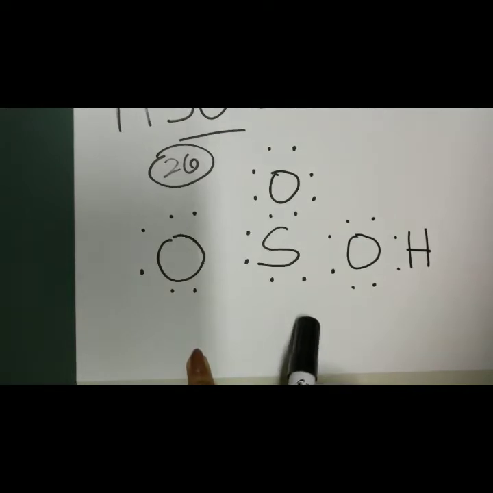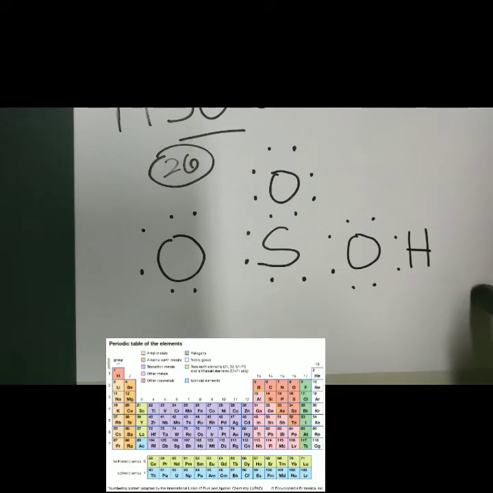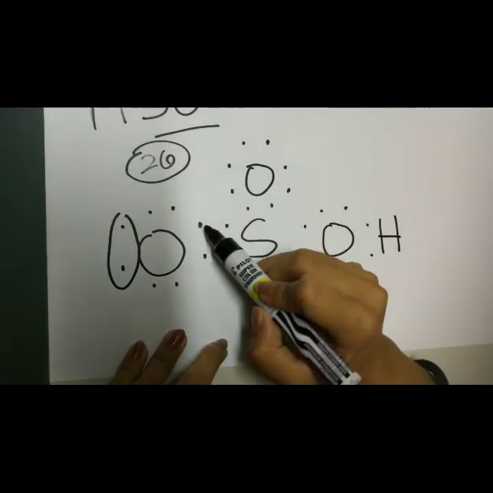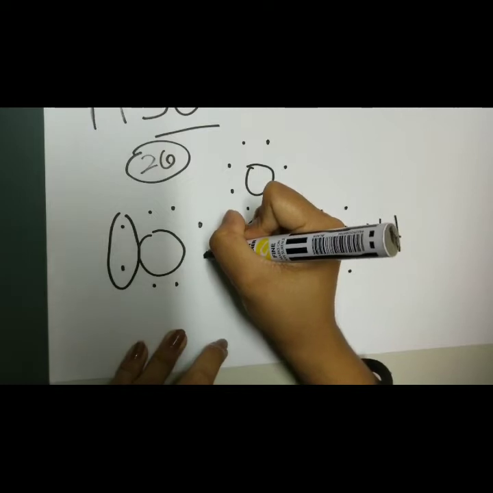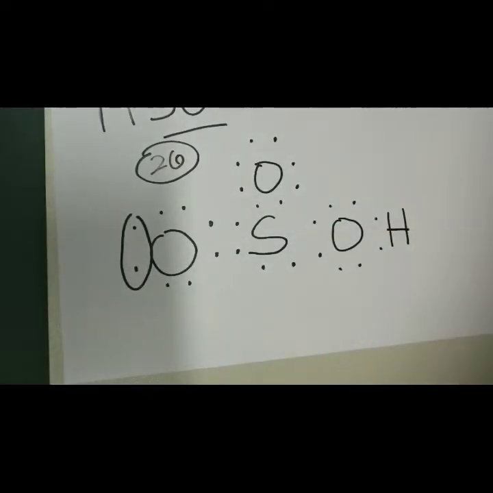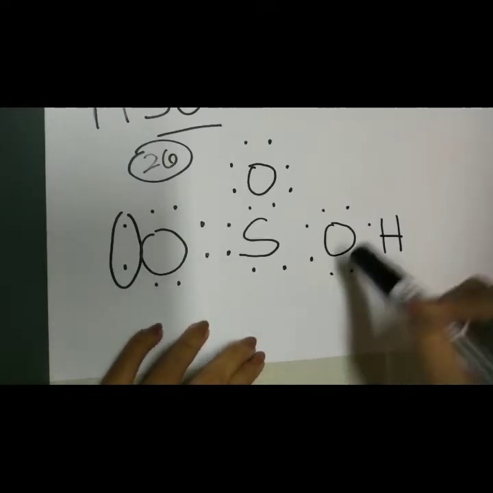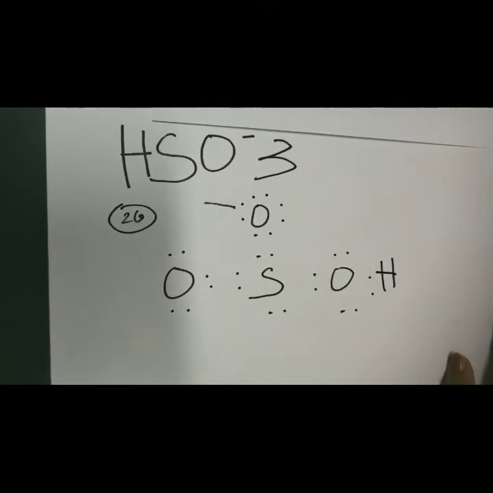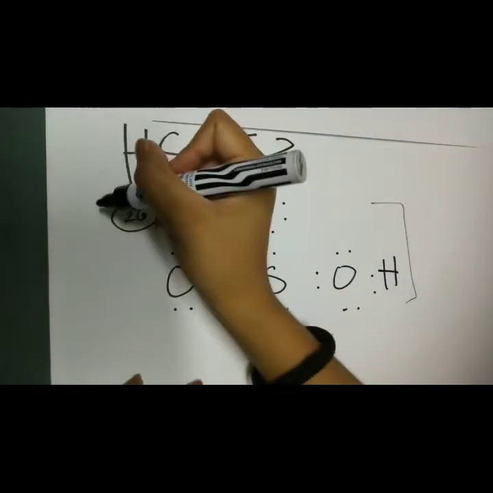However, if we look at the periodic table, sulfur is in period 3. So we need to put 2 electrons between atoms here to form chemical bonds. And then the final structure is this one.